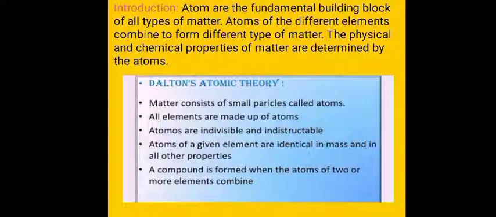Atoms can neither be created nor destroyed during a chemical reaction. All atoms of an element are identical, but the atoms of different elements are different from other elements. Atoms of different elements combine in a fixed small whole number ratio to form a compound. In a chemical reaction, atoms themselves do not change. They rearrange the way atoms combine to form a new compound. So there can be a question, what is an atom, or write 5 postulates of Dalton's atomic theory. You will write the answer as it is given.